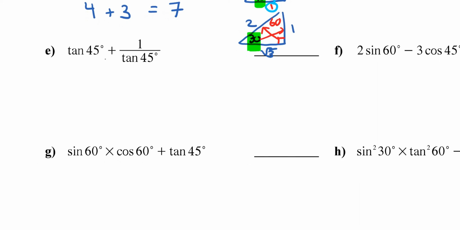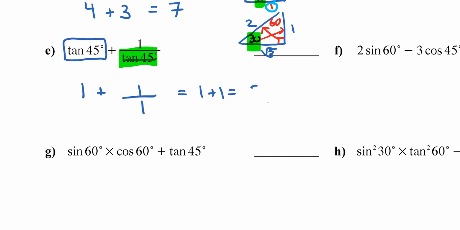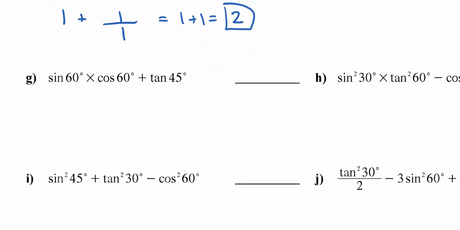For letter E now, tan 45 degrees, we just did this in the previous problem, so tan 45 is just 1 plus 1 over, and tan 45 is also 1, so 1 over 1 is 1, so this is really 1 plus 1, which is 2. So for letter E, that's going to be 2. Okay, let's move on here.